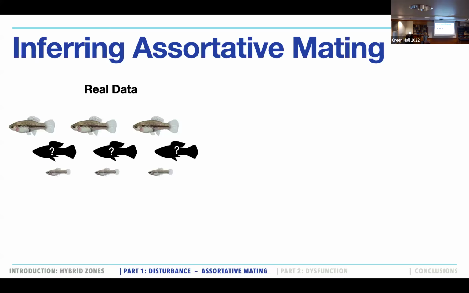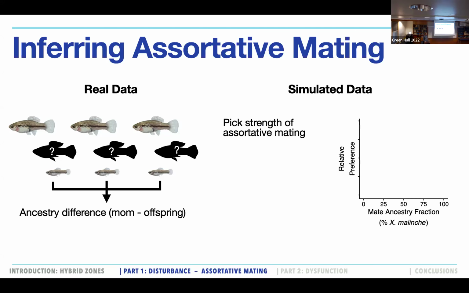So we start with our real data where we have the mothers and the embryos, and we just calculate our summary statistic, which is the ancestry difference between the mothers and the offspring. And then we do simulations of assortative or random mating, where we pick a strength of assortative mating. I did 2 different models. One that was a sort of stepwise function where either you're assortative or you're not. Here I'm showing a different one that I did, which is a continuous distribution where the farther away your ancestry is, the less likely you are to mate, mostly because it looks prettier when we make the graph.